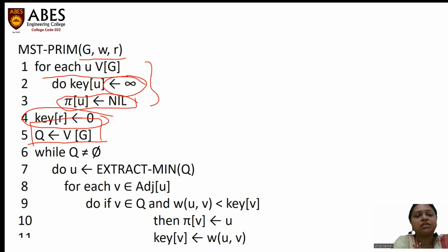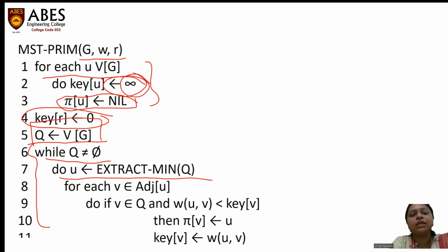And then we will start a loop until Q is empty. First, you need to extract the minimum key value. As already discussed, all the key values are defined as infinity. Only the key value of your start vertex is updated as 0. So it will extract the minimum key value, that is your start vertex.